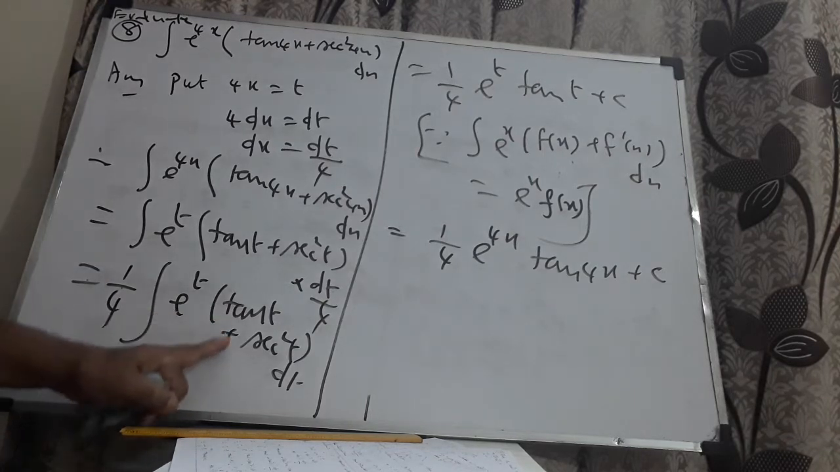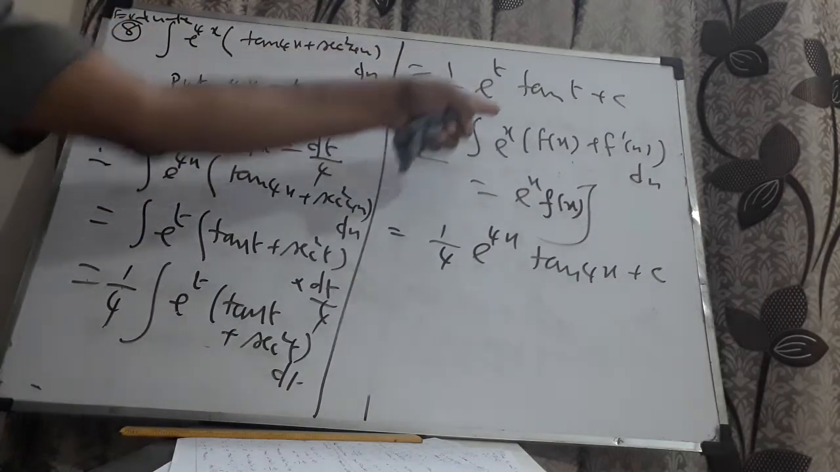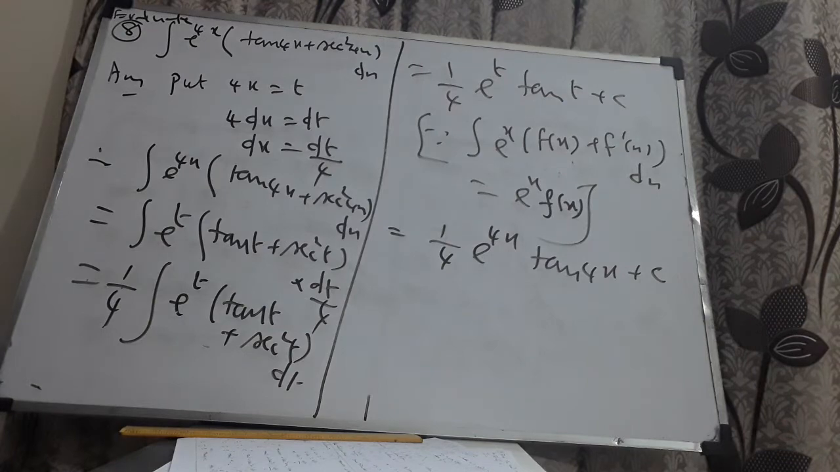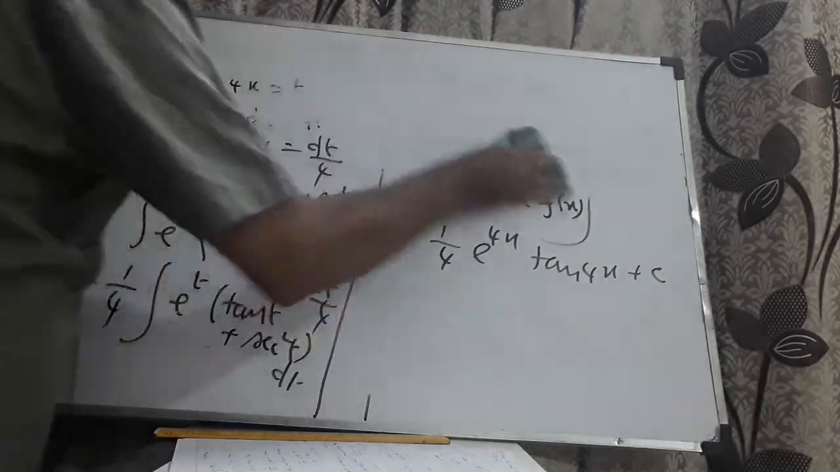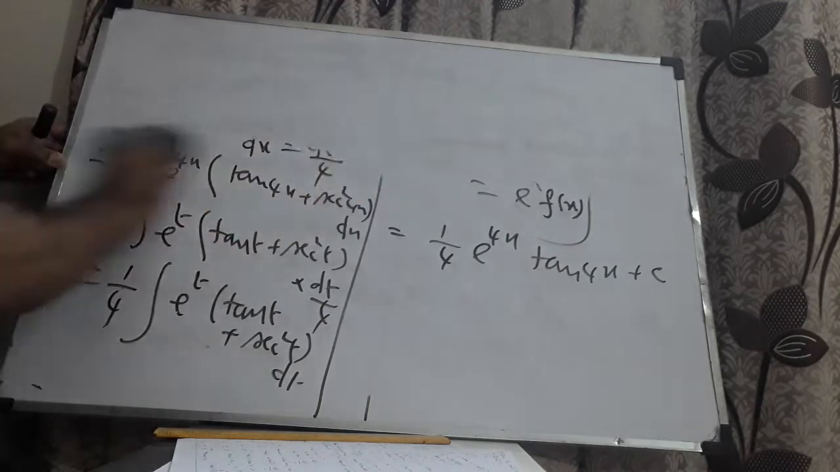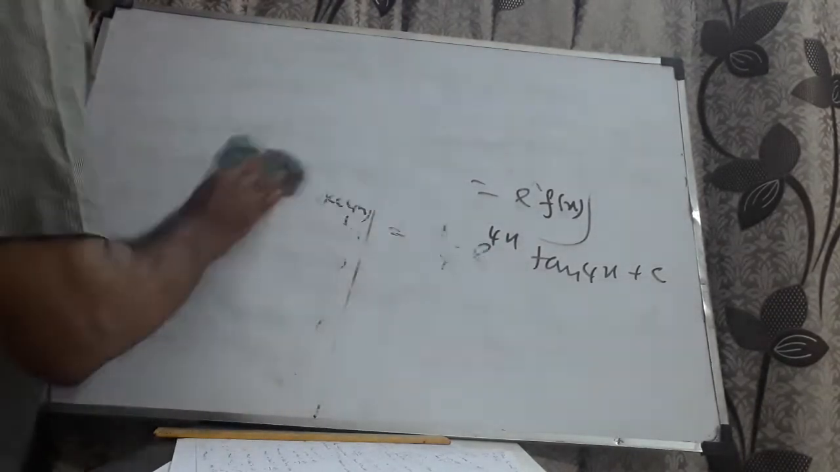It's of the form e power t tan t plus secant square t dt. Now, we get 1 by a e power t tan t, so 1 by a e power ax tan ax plus c. Here, the specific value for a is 4. So you can have a generalization also, which will be very helpful for you to do it faster in competitive examinations. In CBSE, you can easily verify the final answer by remembering the rule which I told you just now. It's very easy, it's very simple.